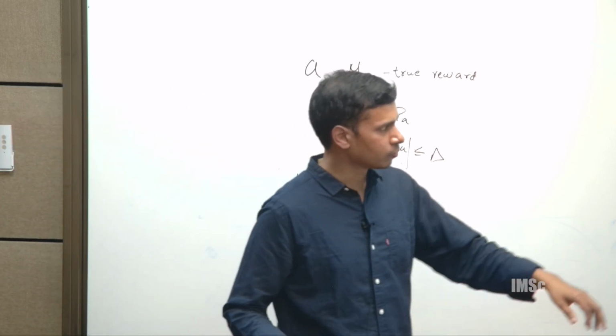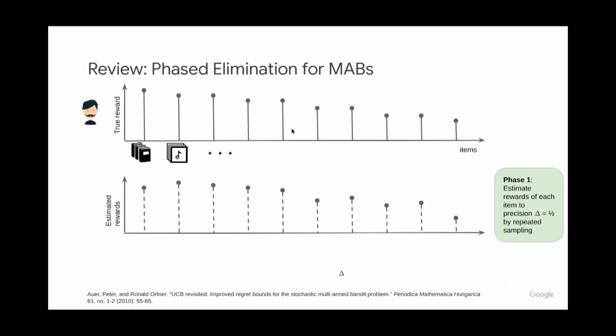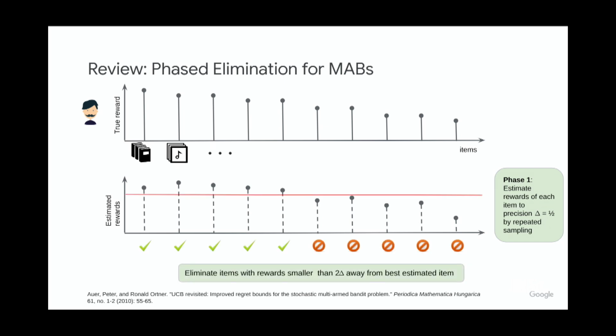So what this algorithm does is, initially it sets a precision level delta equal to some large number. Let's for simplicity call it half. So you sample each arm until you get a precision of half. This is the exploration phase. You just purely explore, like randomly sample each of the arms. And then there is this exploitation phase where you try to eliminate arms which look suboptimal.